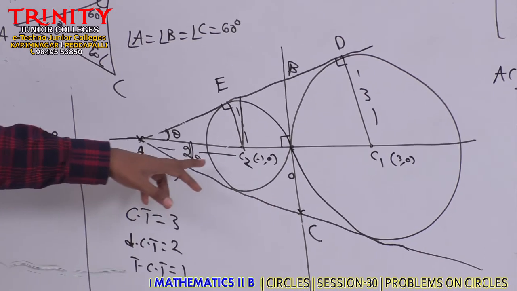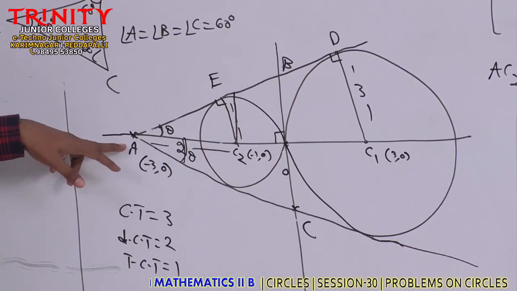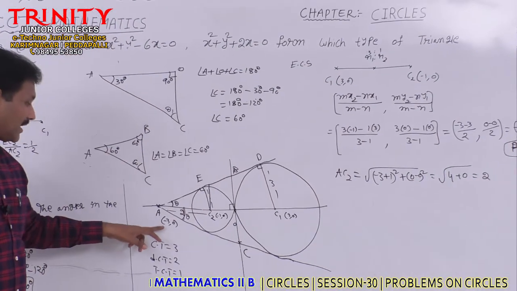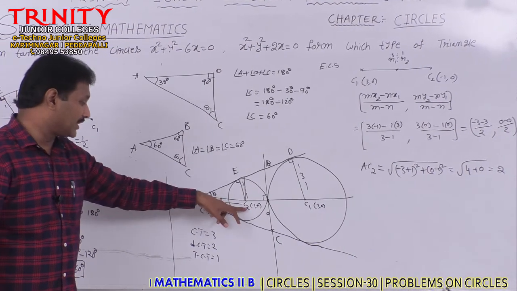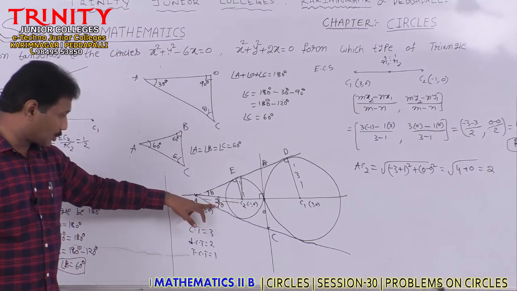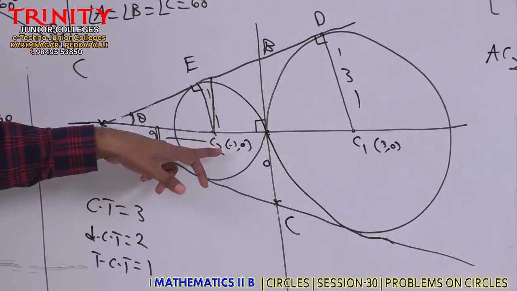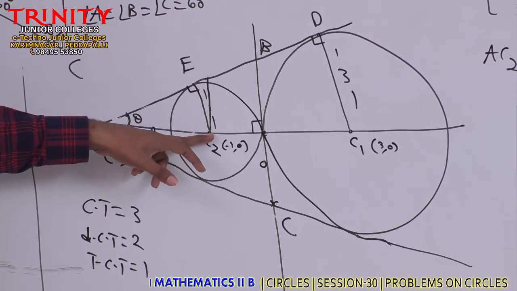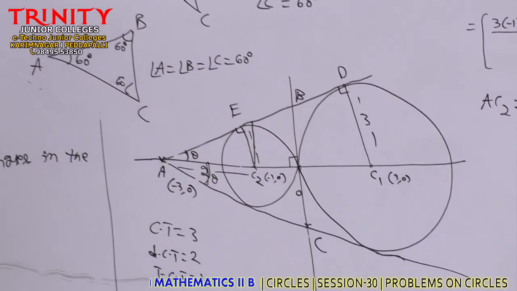First, we know that C2 is (-1, 0) and C1 is (3, 0). First, we find the external center of similitude. The external center of similitude A is (-3, 0). And we find the distance between A and C2. The distance between A and C2 is 2 units. Actually, the perpendicular is drawn from E to C2. That is the normal perpendicular. This is also radius R2. This is also radius R1. That value is 3.